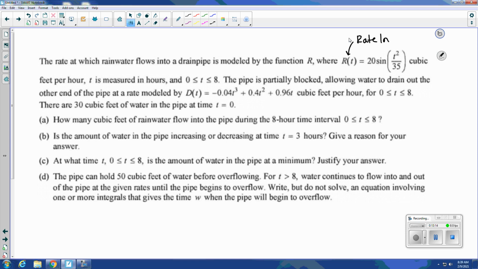The pipe is partially blocked, allowing water to drain out the other end of the pipe by D of T. So draining out. So D of T is our rate out. So we might want to take note of that. Still going from 0 to 8. So the rate at which it goes in and the rate at which it goes out is over the same time period. Now there are some problems where the rate out might not start until like say 3. Okay, so you want to pay attention to the time intervals. Don't skip over that. There are 30 cubic feet of water in the pipe at time t equals 0. So 30 is our initial.